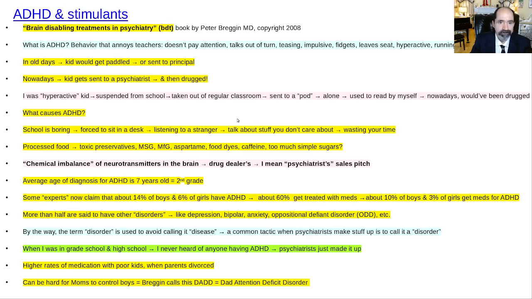Okay, so attention deficit stimulants. First of all, we'll talk about this book right here, Brain Disabling Treatments in Psychiatry by this author, Peter Breggin. He's a Harvard-trained psychiatrist. The guy's brilliant. This entire book just goes for the pharmacology. It's the best book if you want to know the pharmacology of these drugs. There's a lot of other good books that are going to show you something worth knowing.